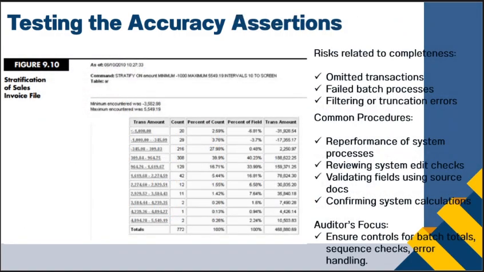When testing accuracy, we're checking if the transactions are recorded correctly. The module outlines common risks such as transaction errors or failed batch processes. To detect this, we performed re-performance of calculations, review system edit checks, and validate data using source documents. Halimbawa, we may recalculate invoice totals or verify pricing against the master file. So these steps help ensure that the data was processed and recorded accurately.